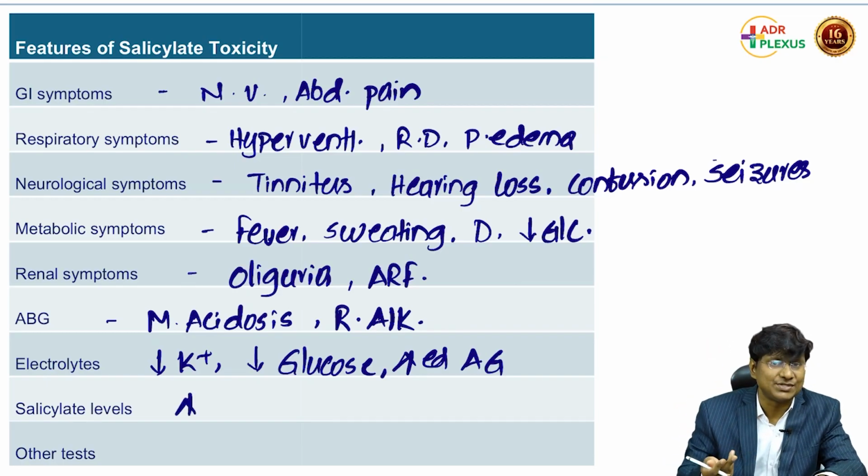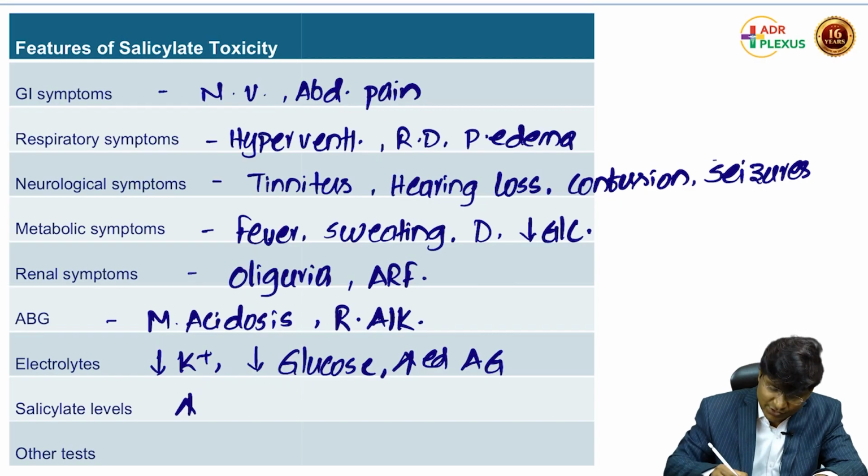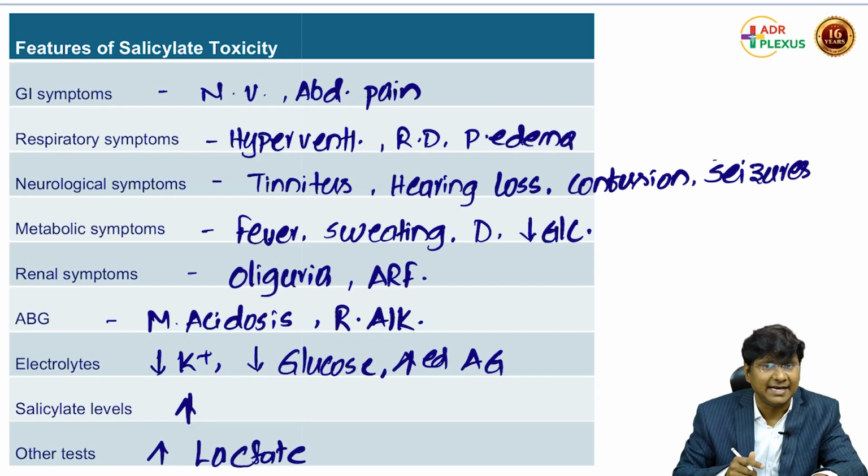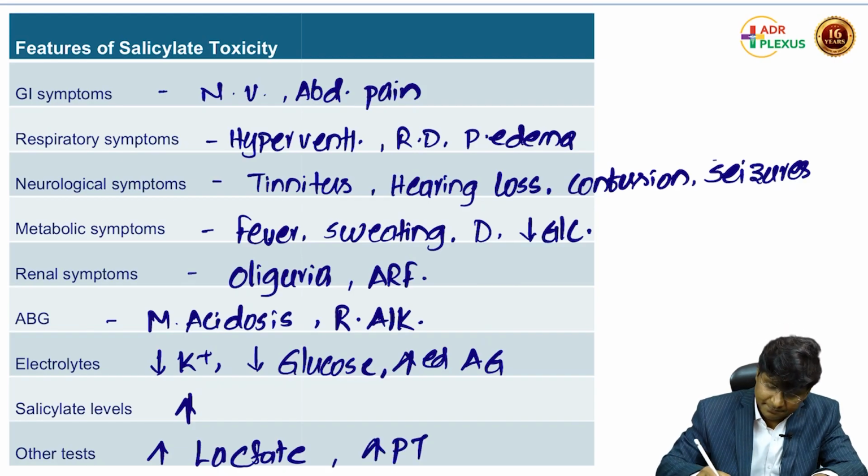Then what are the other tests? The other tests include, there is acidosis. So if you check the levels of lactate, there will be elevated levels of lactate, and there will also be coagulation abnormalities, where there will be prolonged prothrombin time.